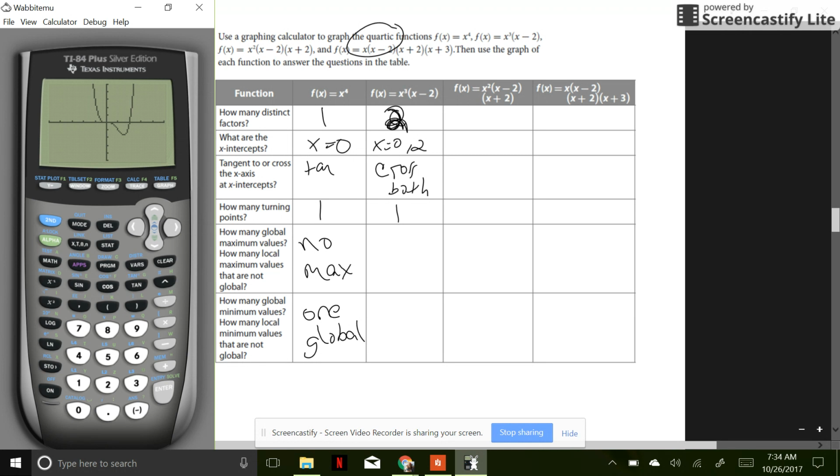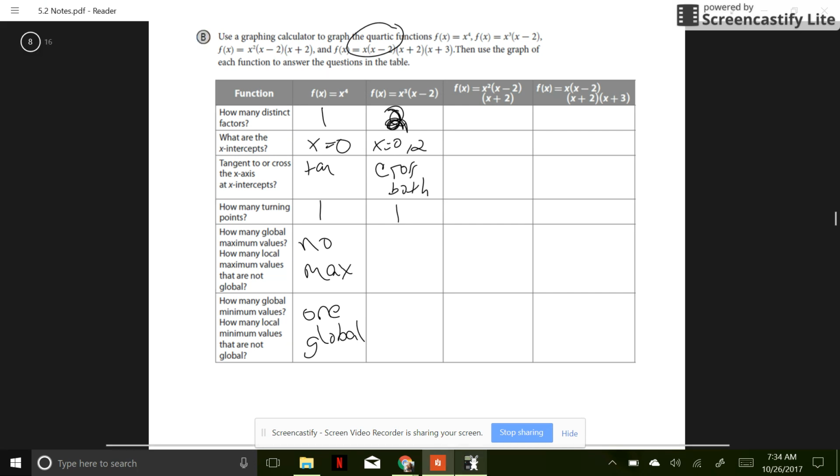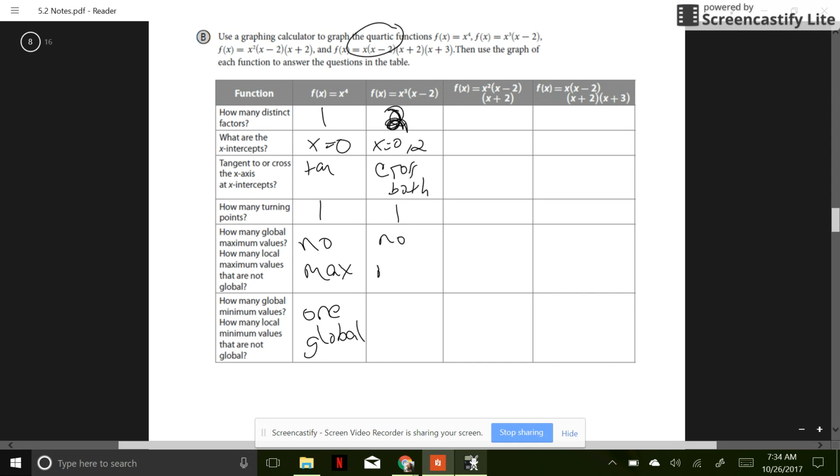So now we're looking for maxes or mins, hills or valleys. Well, we've only got 1 valley, no hills. So again, we have no maximum. We do have a minimum, and it is the lowest value that our function ever hits. So that means it is global. So no max, but it does have 1 global minimum.